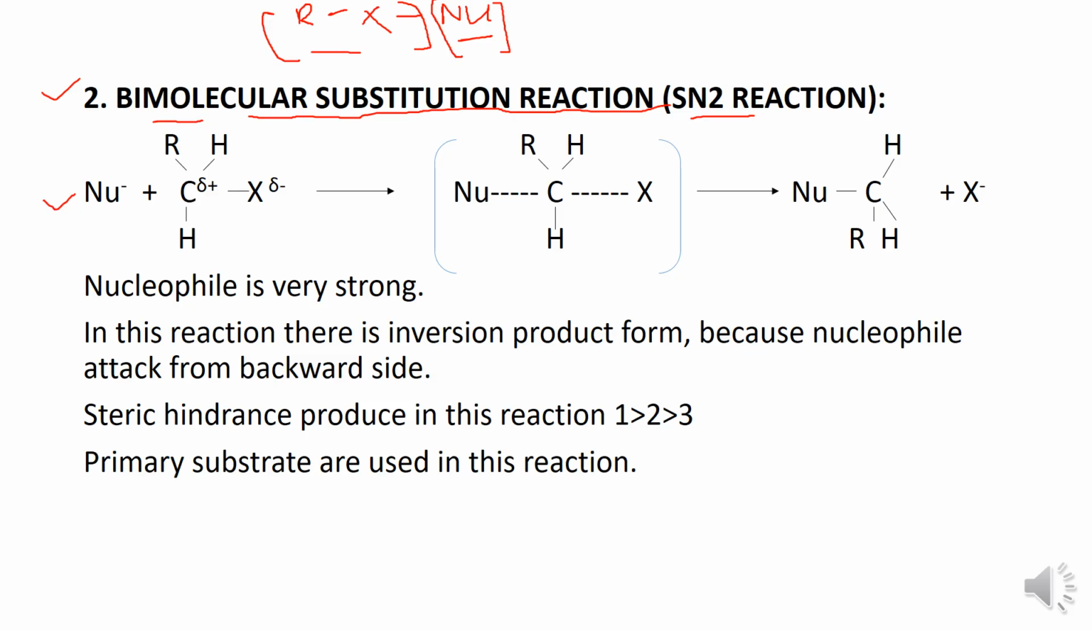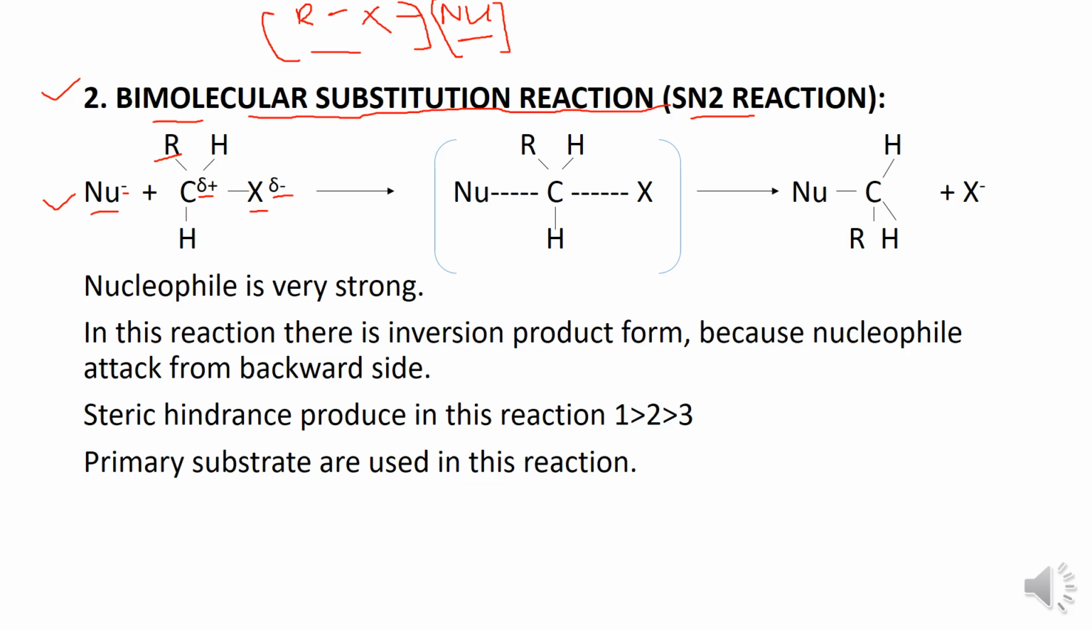Now there is a nucleophile and here is a substrate, CHH, and the carbon is attached on another side to the alkyl group. And there is also halogen. Again I am repeating, carbon has partial positive charge and halogen has partial negative charge. But nucleophile has negative charge.